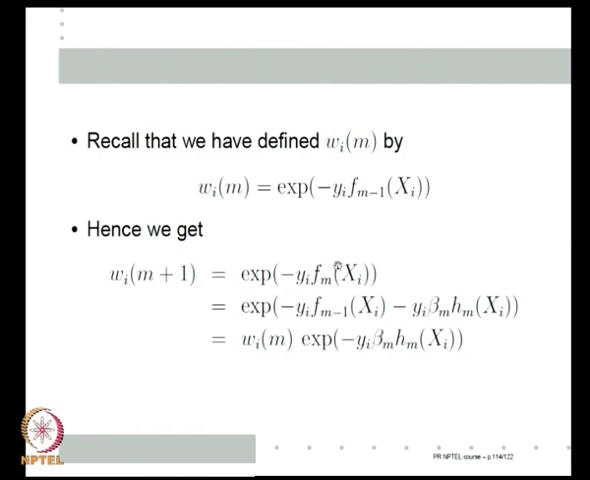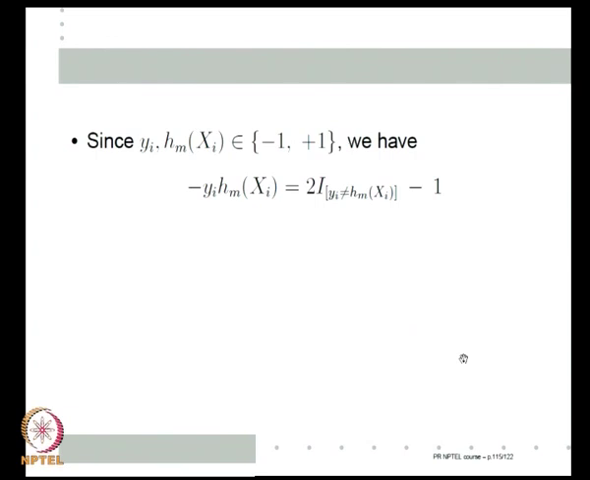Okay. So, let us see how this factor is the same as what we put in the algorithm. The factor we have is exponential of minus yi beta m hm xi. Since yi hm xi belongs to plus 1 or minus 1, we can write yi hm xi as 2 times the indicator of yi not equal to hm xi, minus 1.